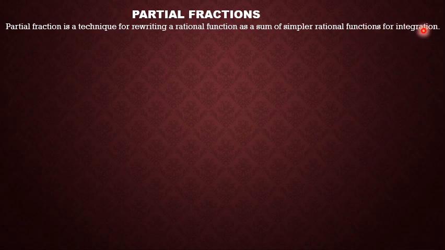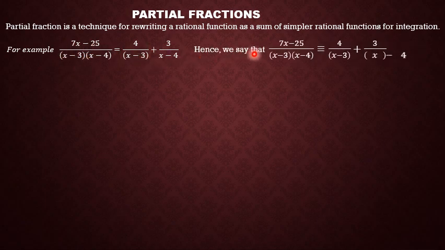So for example, we have (7x - 25) divided by (x - 3)(x - 4). This is the resultant fraction, and this is its partial fraction. Hence we say that (7x - 25) divided by (x - 3)(x - 4) is equivalent to 4 divided by (x - 3) plus 3 divided by (x - 4). This equivalent sign here is very important.